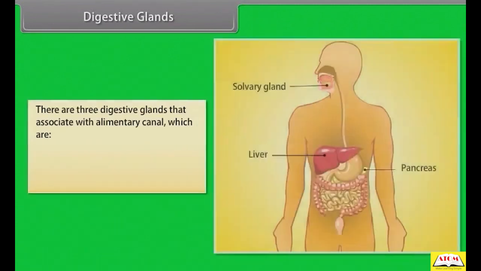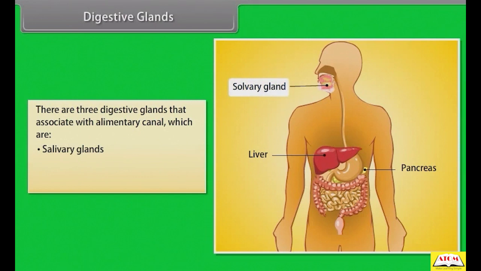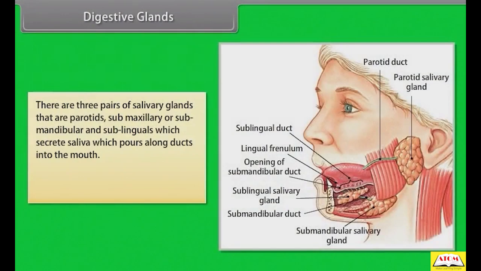Digestive glands. There are 3 digestive glands that associate with the alimentary canal, which are the salivary glands, liver, and pancreas. There are three pairs of salivary glands, the parotids, submaxillary or submandibular, and sublinguals, which secrete saliva, which pours along ducts into the mouth.